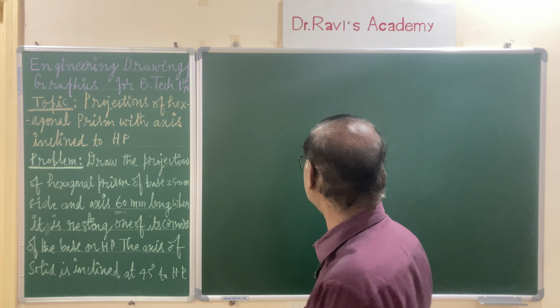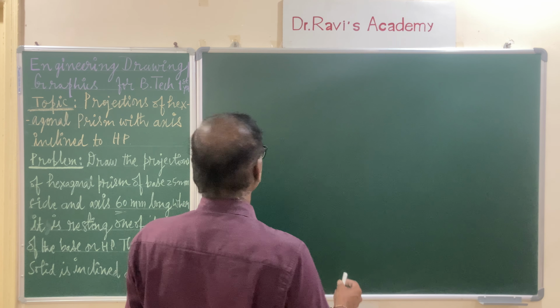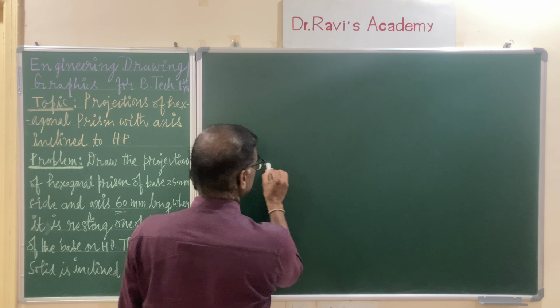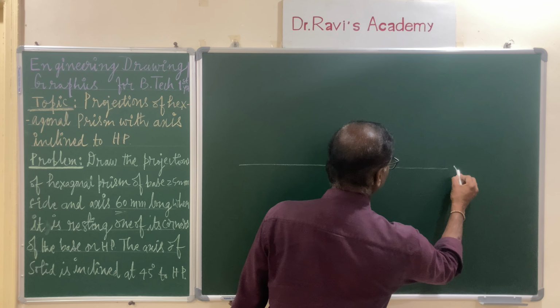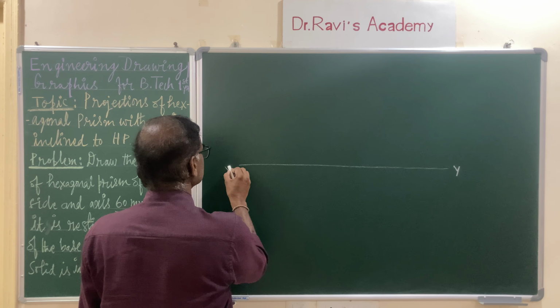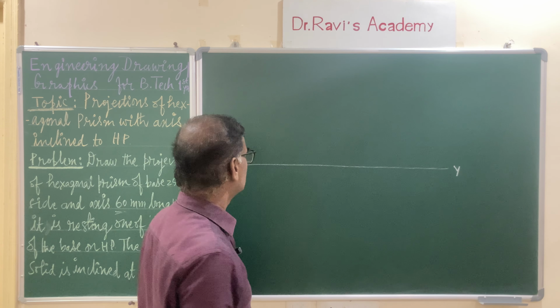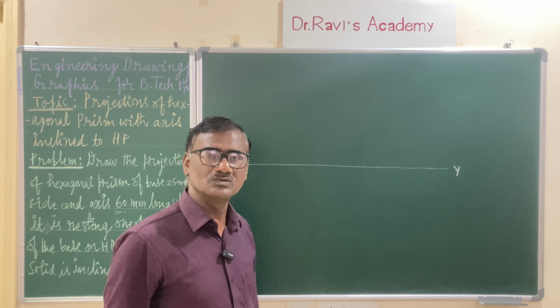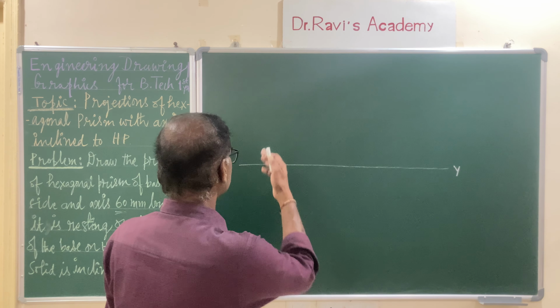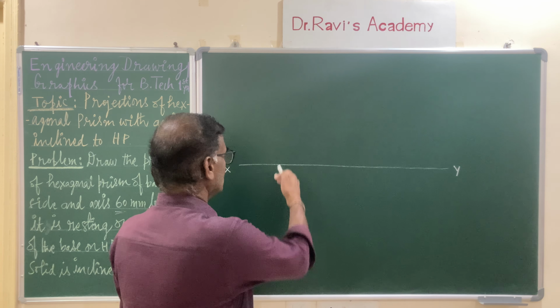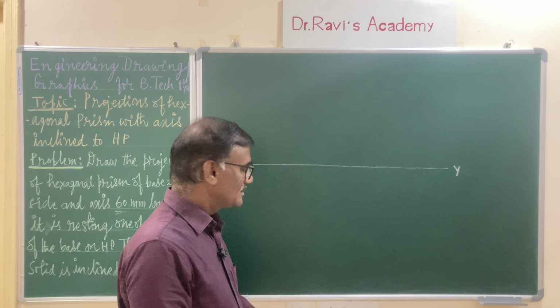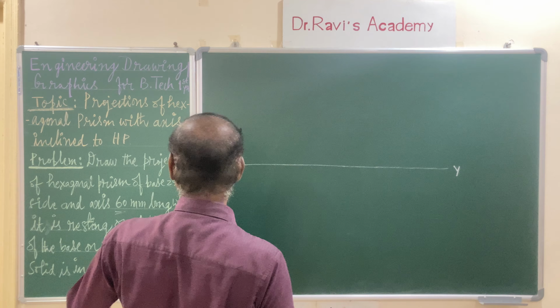So let us start with the first step of the problem. Let us draw the horizontal reference line, that is xy, and this problem you are going to solve in two stages. First stage is you have to draw the top view. Well below xy, you have to draw the hexagon.